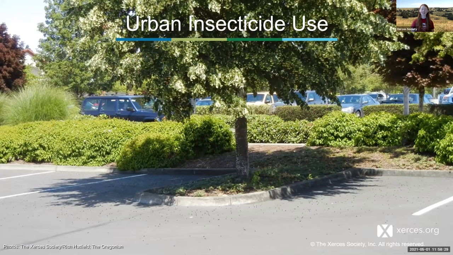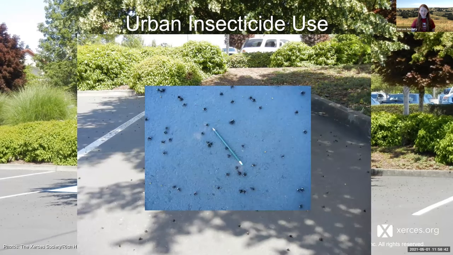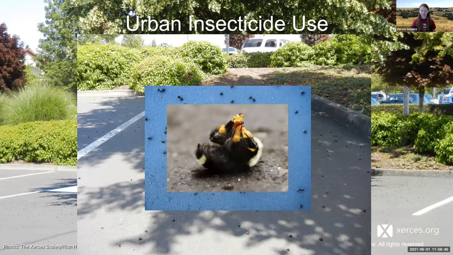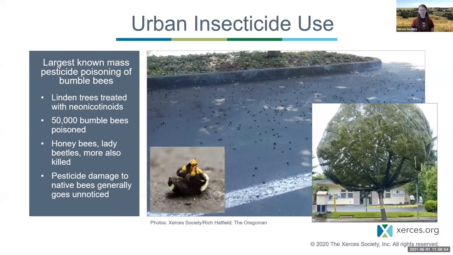It was sticky on the hoods, and so the business was like, okay, well, we'll spray them and get rid of the aphids. And not only did they get rid of the aphids, but if we zoom in here, they essentially got rid of all the insects that were on those trees, including about 50,000 bumblebees. So that was the largest mass pesticide poisoning of bumblebees that has ever been documented. And it also killed off honeybees, lady beetles, anything that was an insect in that tree probably didn't survive that day. And it was all because we didn't want aphid droppings on our cars.